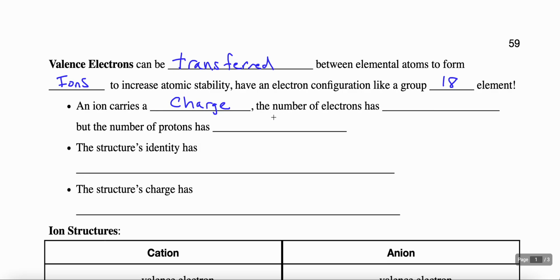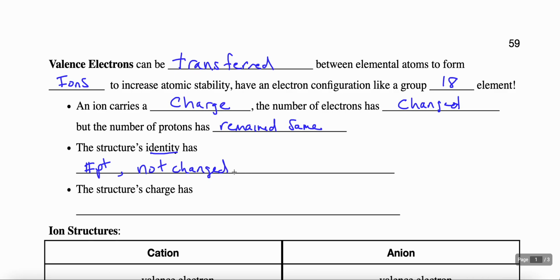And the reason it carries the charge is because the number of electrons has changed, but the number of protons has remained the same. So the ratio of protons to electrons has changed. The structure's identity, which is based on the number of protons, has not changed because the number of protons remains the same.